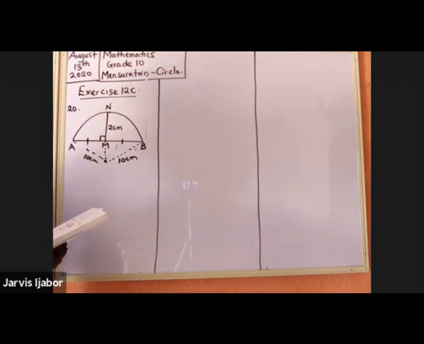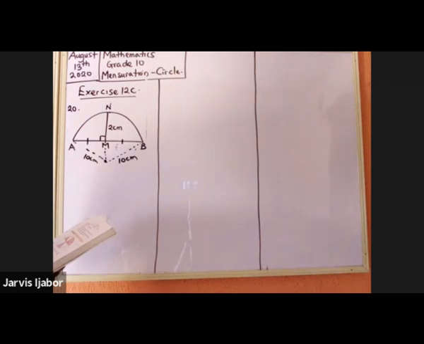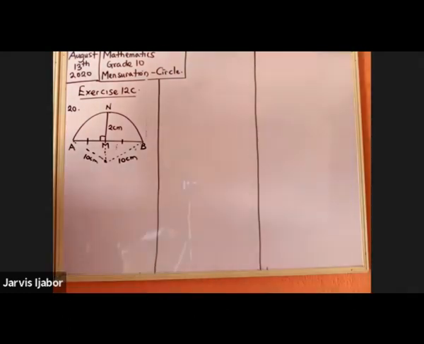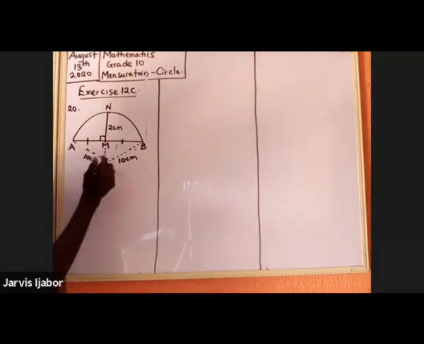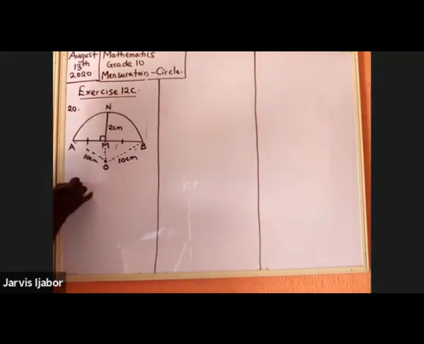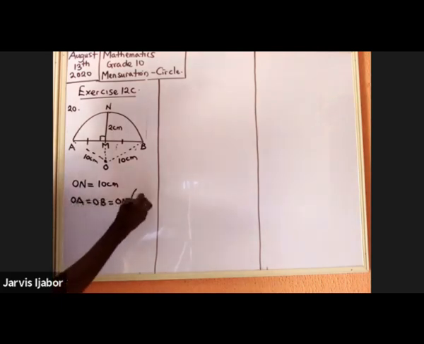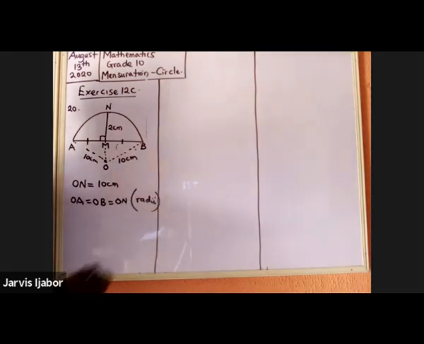We should look for AB. So how do we get AB? Quite simple. Look at this. From here, let's call this O. ON will be equal to 10 cm. Why? Because ON, OA, and OB are all radius. OA will be equal to OB and be equal to ON. What is the reason? Radii. They are essentially all radii.